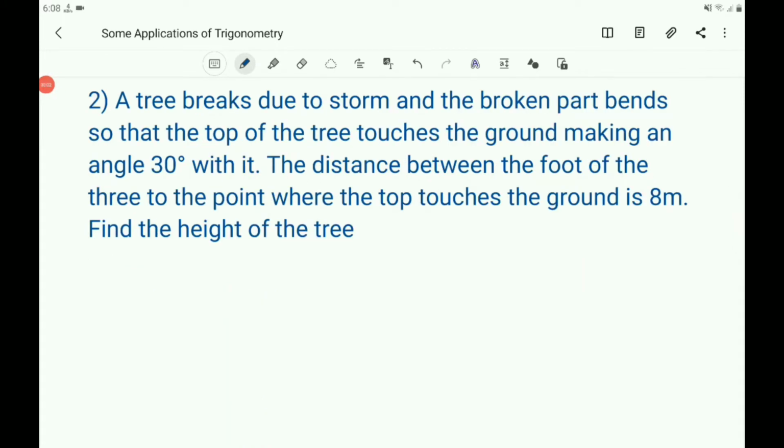Now the second question. A tree breaks due to storm and the broken part bends so that the top of the tree touches the ground, making an angle 30 degree with it. The distance between the foot of the tree to the point where the top touches the ground is 8 meter. Find the height of the tree.